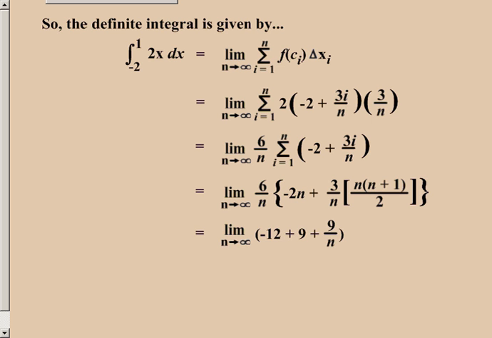Okay. Cleaning up the algebra significantly, we have the limit as n goes to infinity of -12 plus 9 plus 9 over n. Clearly, as n goes to infinity, we're going to lose the 9 over n term, and we have -12 plus 9, and we have a result of -3.